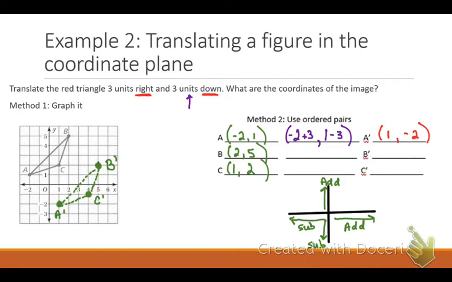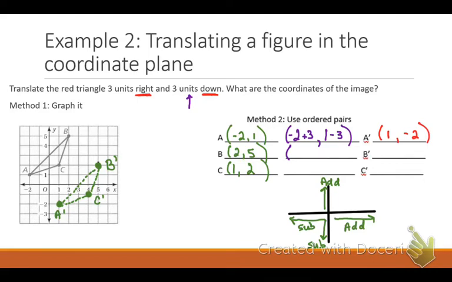Okay, so let's look at point B. Now we're going to do the exact same thing to point B and point C. Because remember, with a translation, we have to do the same thing to all the points. All right, so here we go. You might be getting a little ahead of me, and that's okay.